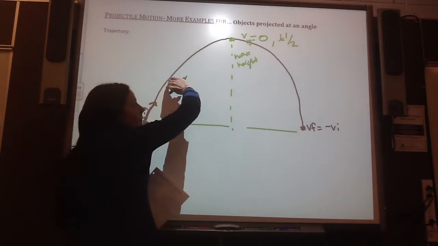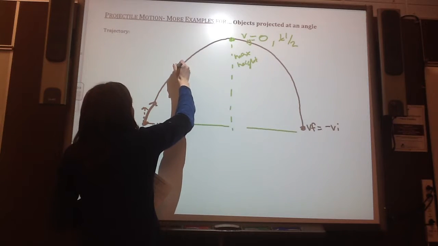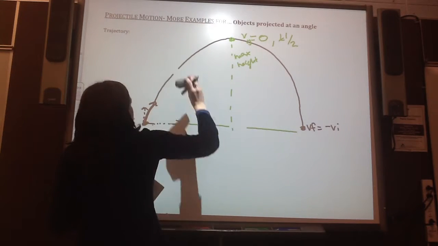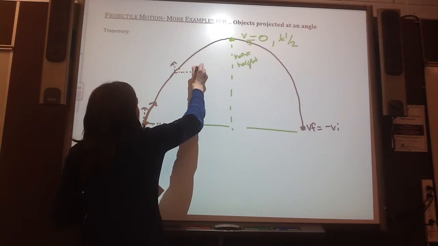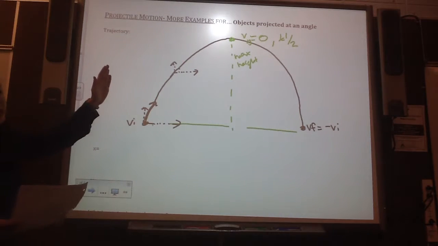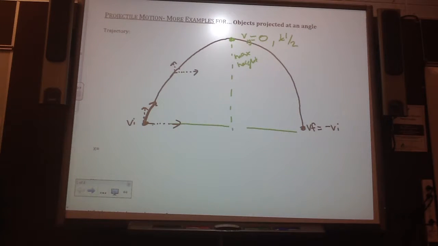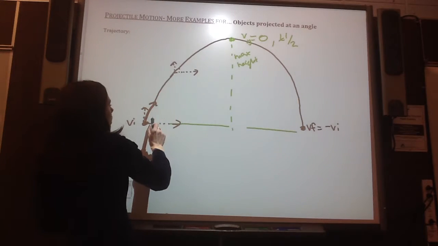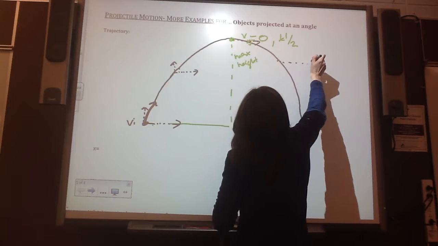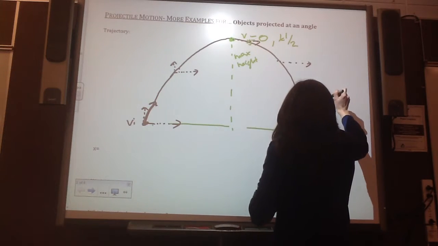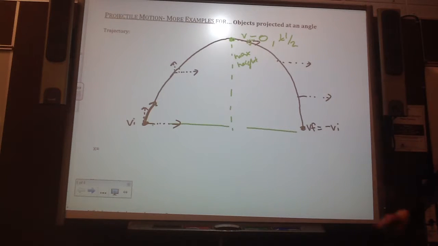As it goes up closer to V max, my vertical vector gets smaller because I'm slowing down. But horizontally, it always stays the same. Okay? Vx always stays the same. So this arrow should be the same size regardless of where it's at. Vx is always, always, always the same in these questions. Okay?